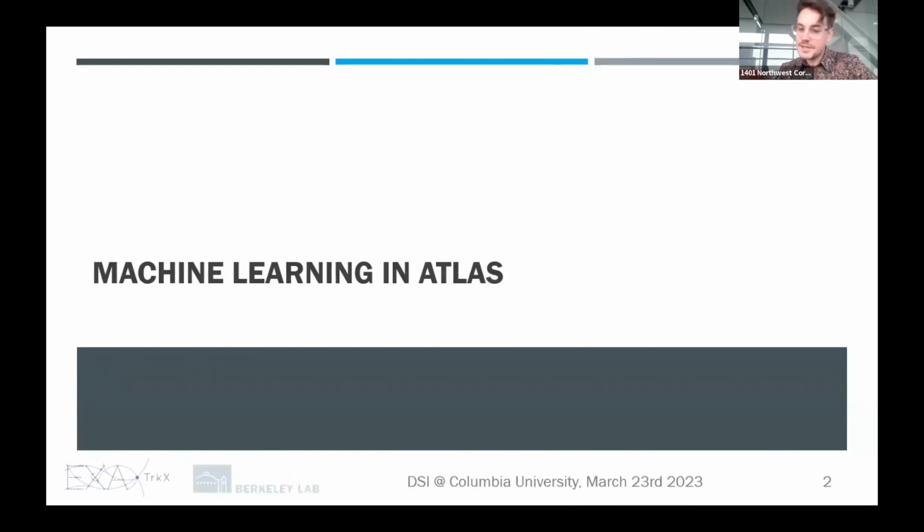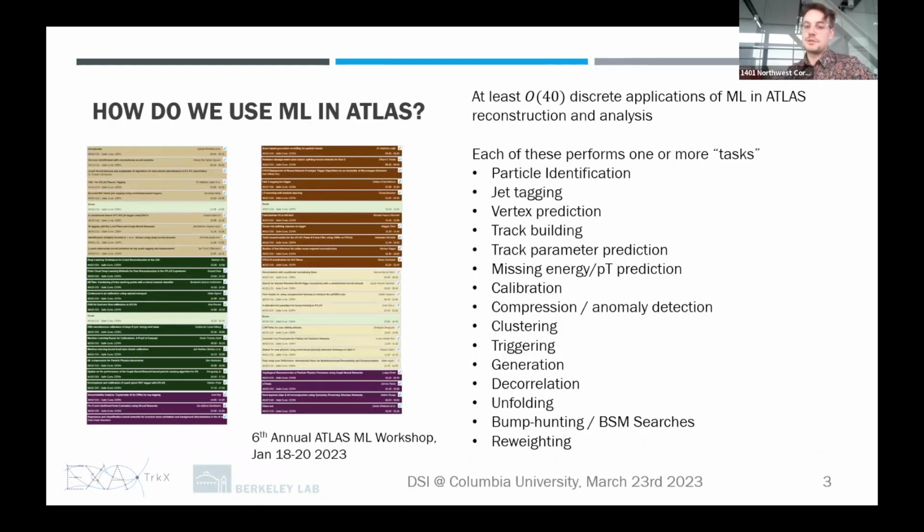So, as I said, I work with the ATLAS experiment. It's an experiment with thousands of people and many, many different tasks that need to be performed. And this is a recent snapshot of a workshop that we held for machine learning in ATLAS. I won't go through each of the contributions, but basically they fall into around 40 different applications, which you can break down into a series of tasks. And each task has a clear input and a clear output that you want to perform.